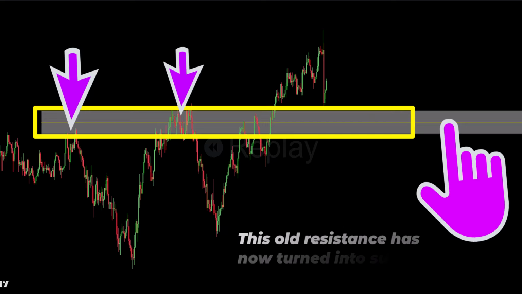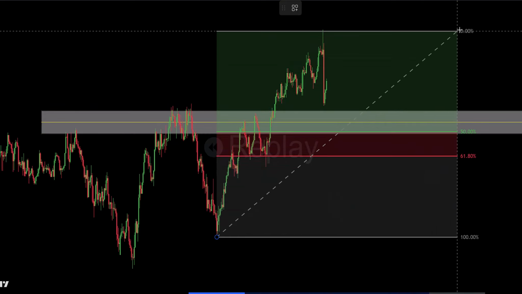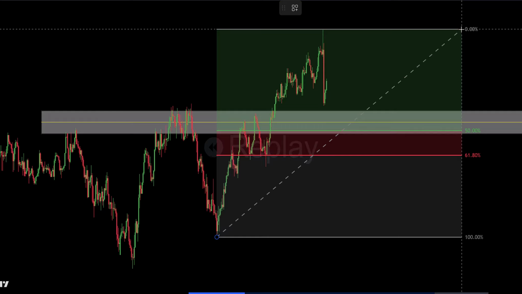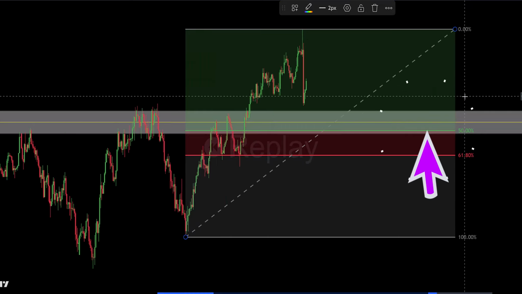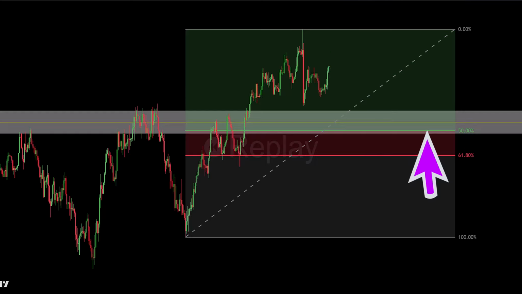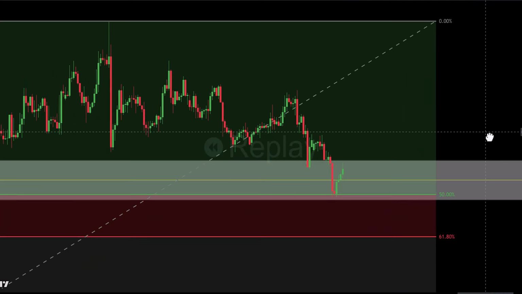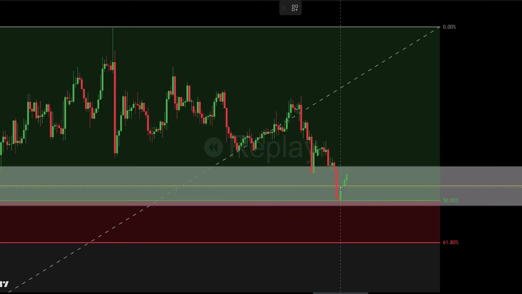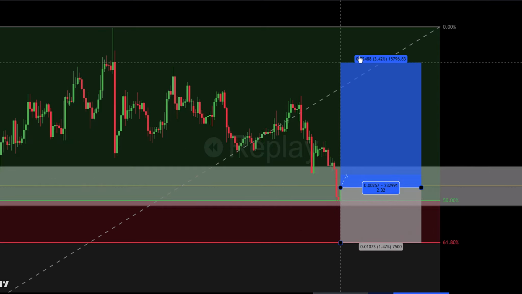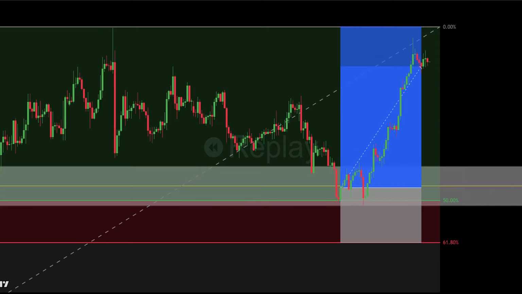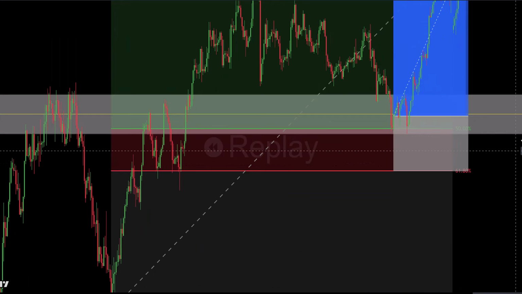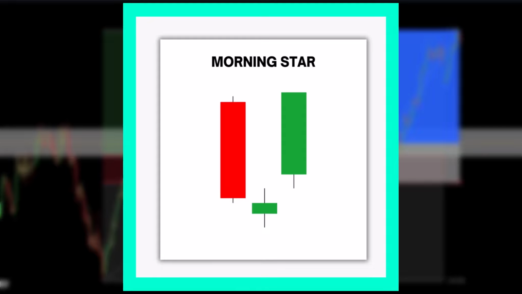For extra confluence, you can use the Fibonacci retracement tool. In this case, the support zone lines up with the 0.5 level, which adds more confidence to our setup. All we do now is wait for price to return and print a bullish engulfing candle. And when it does, we can take the long trade, the stop loss just below here, and aim higher for our take profits.